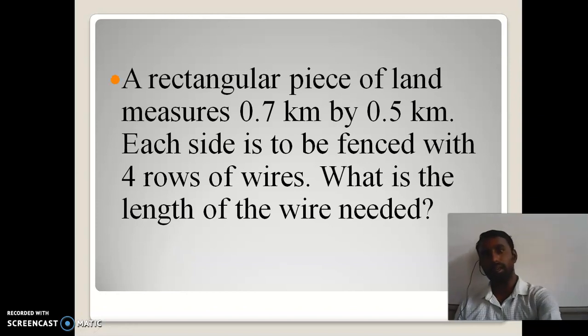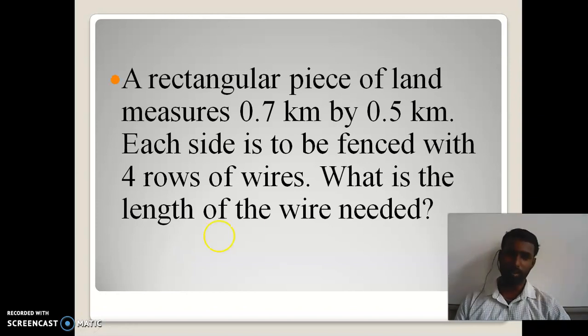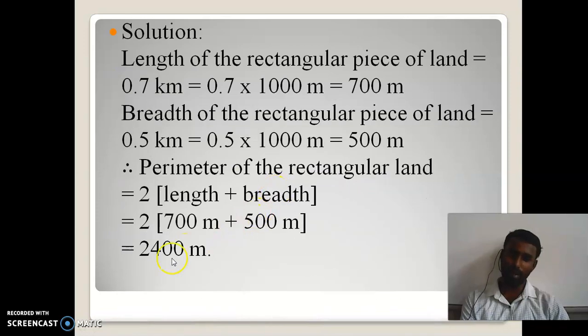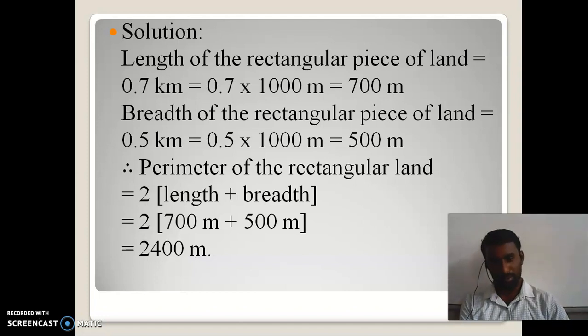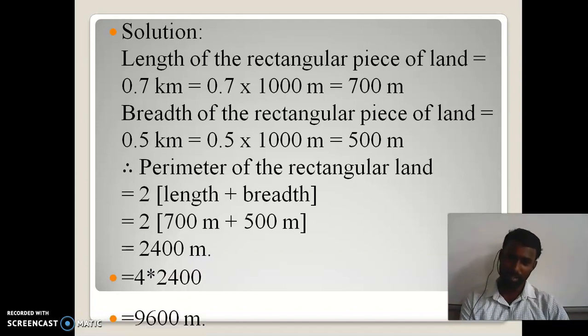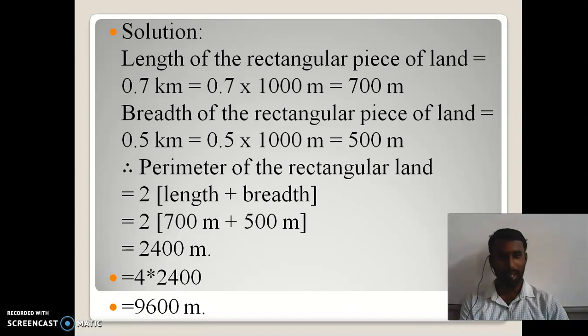Sorry. Okay, see here, 4 rows of wires. So we already found the value for 1 row of wire. So 4 rows of wires means what will be your final value? 2400 meter. So from that 2400 meter, if you multiply by 4 times, you will get 9600 meter. So this is your answer.